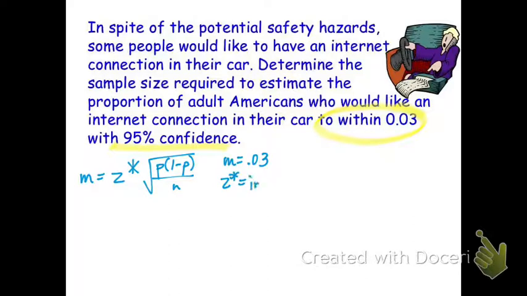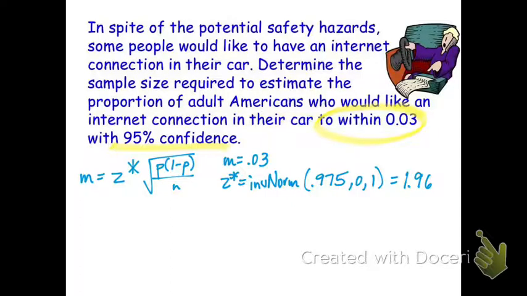You have to assume that P is 0.5. What would I put in for the percentile? Is it 0.9? 0.975? Or is it 9.7? It's 0.975 because it's halfway to 100? Oh, right. Don't get tricked. And you get 1.96 or something like that.